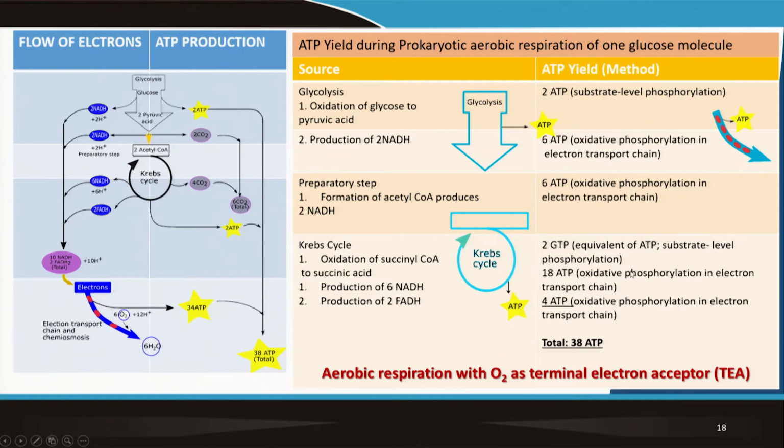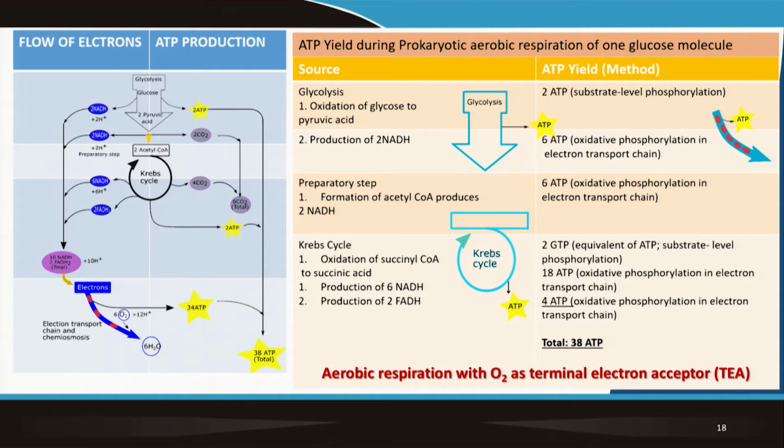So you get 18 ATP from oxidative phosphorylation in the electron transport chain, and finally 2 FADH give you 2 ATP each. So each FADH gives you 2 ATP. So 2 FADH will give you 4 ATP. Again, that enters the electron transport chain and you get that by oxidative phosphorylation. So at the end of the entire process, a C6 molecule has been converted to 6 CO2 and 38 ATP have been generated. So this is the aerobic respiration pathway with oxygen as the terminal electron acceptor.